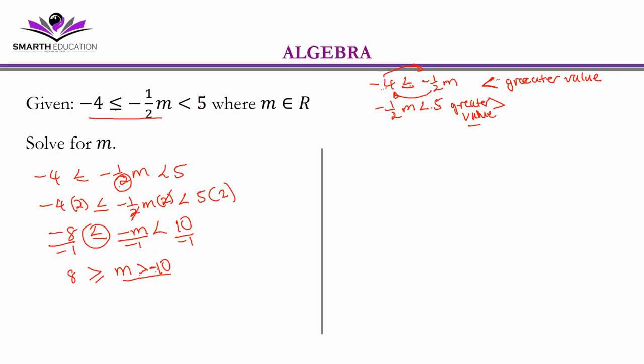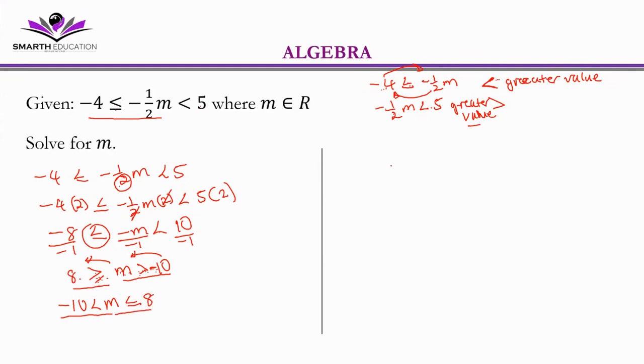Or we can say -10 is less than m. And then here 8 is greater than or equal to m, or we can say m is less than or equal to 8. So let's start with this one: -10 less than m, and then m is less than or equal to 8. I'm reading from m going this way. I started with -10 is less than m, and then m is less than or equal to 8.